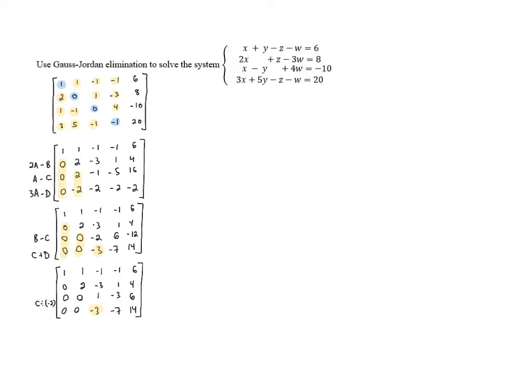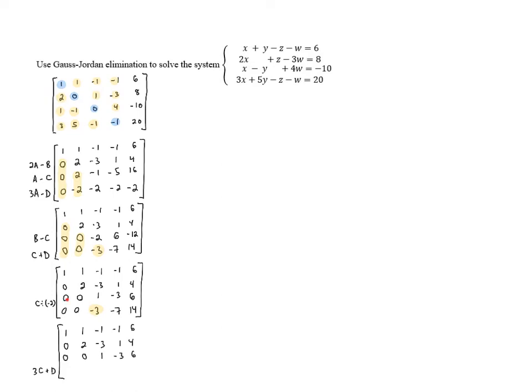add row D. So the first 2 rows are not going to change at all. 1, 1, negative 1, negative 1, 6. 0, 2, negative 3, 1, 4. In fact, the third row isn't going to change either. But for the fourth row, we've got to take 3 times row C and then add it to row D.